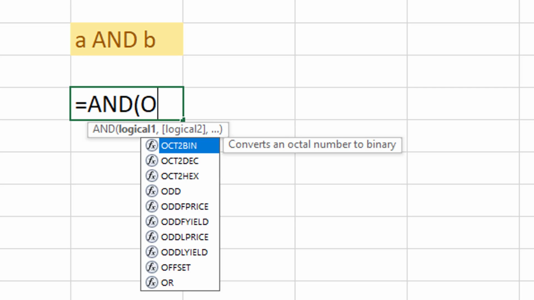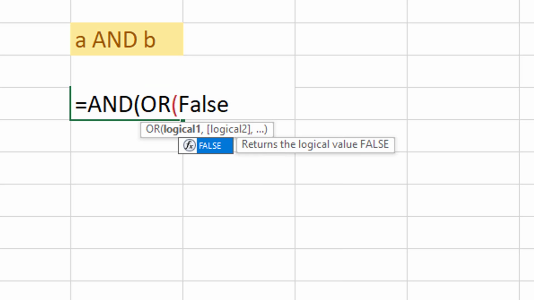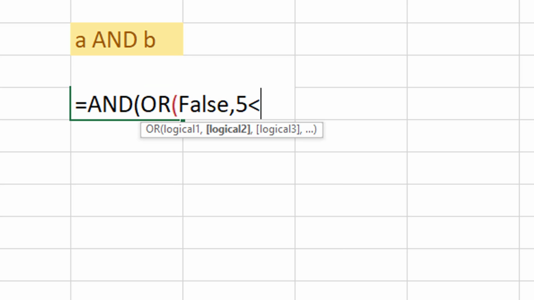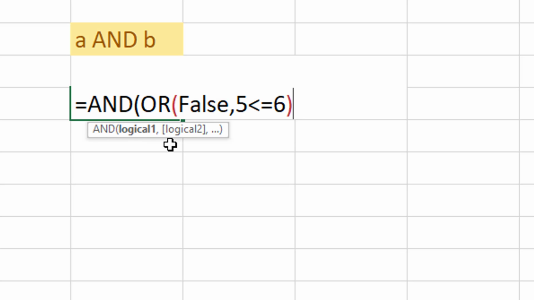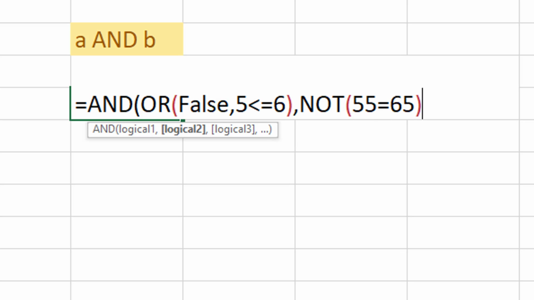So I could have an OR embedded inside an AND. I could have OR, let's just do something simple like false, comma, 5 is less than or equal to 6. That's true. And I can close this off. Then because I'm inside my AND, I've still got a second argument to put in. So I do a comma, and now I can put NOT 55 equals 65, which is not true, but because we have NOT, this becomes true. And now I've got to make sure I have enough brackets here, which I don't. I need to add one more.